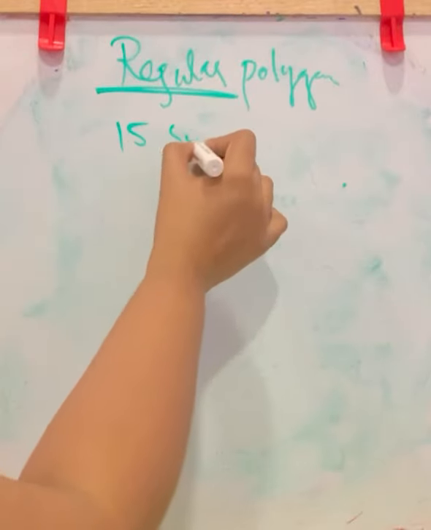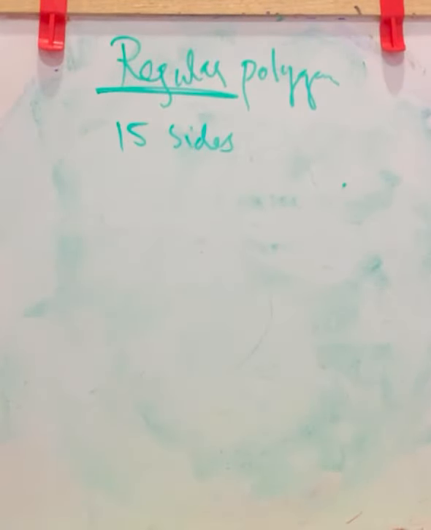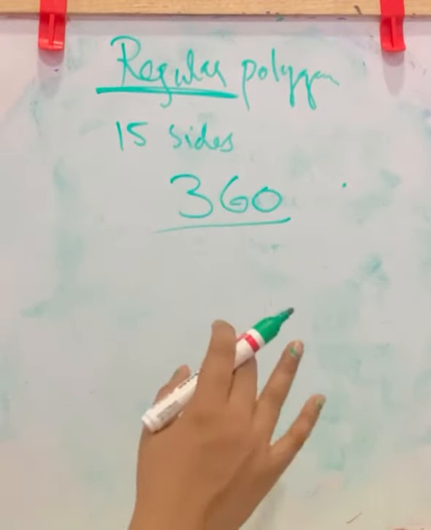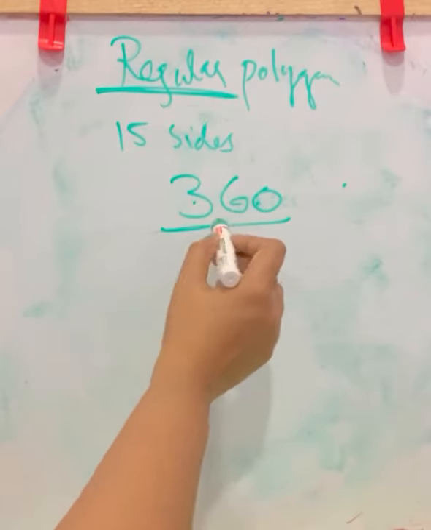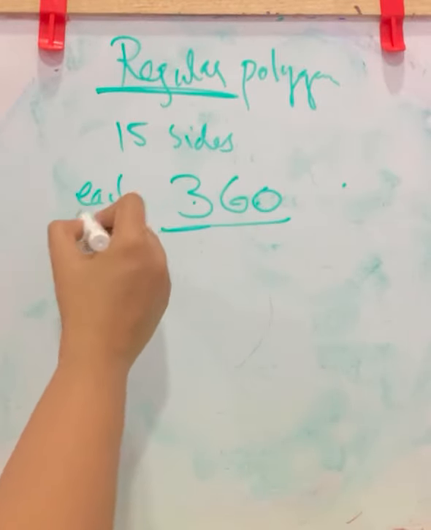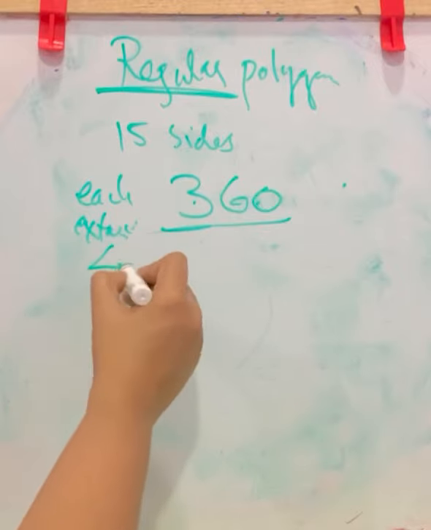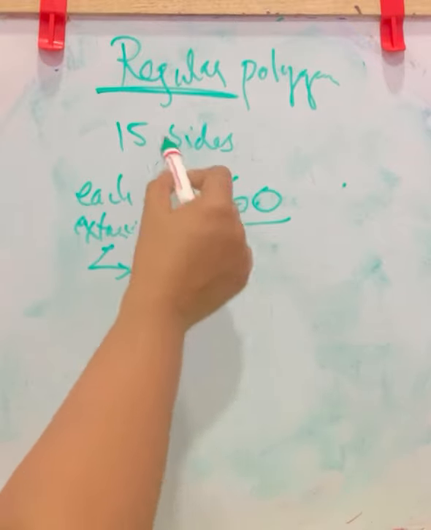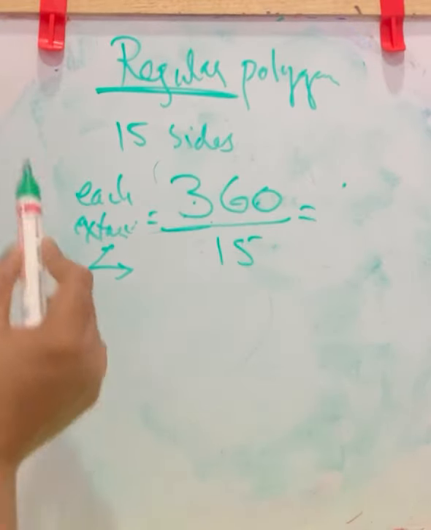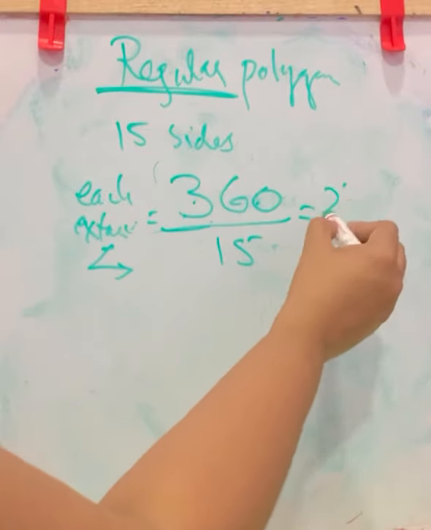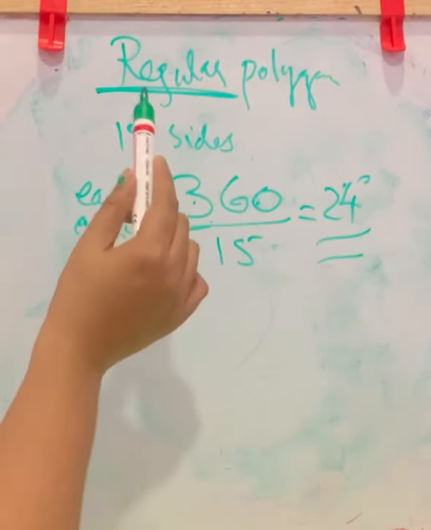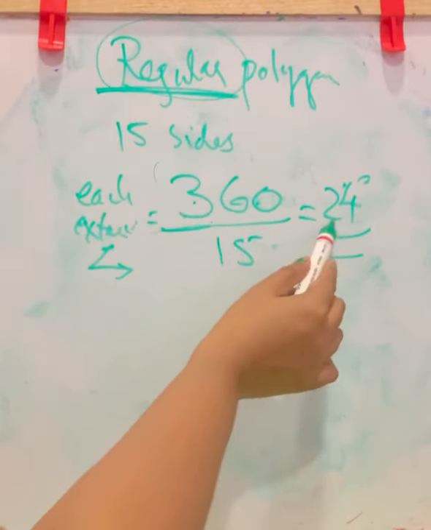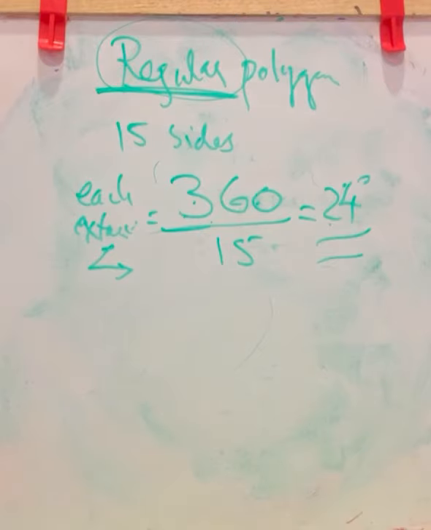Next, a 15-sided polygon. 15 sides are there. We know the total sum of exterior angles is 360 for all polygons. To find each exterior angle, we divide the total sum, 360, by the number of sides, 15, and you will get each angle. 360 divided by 15 is 24 degrees. In a 15-sided regular polygon, each exterior angle will be 24 degrees.